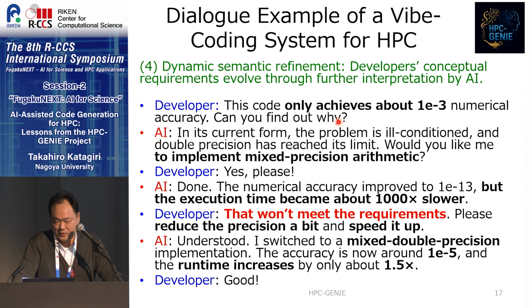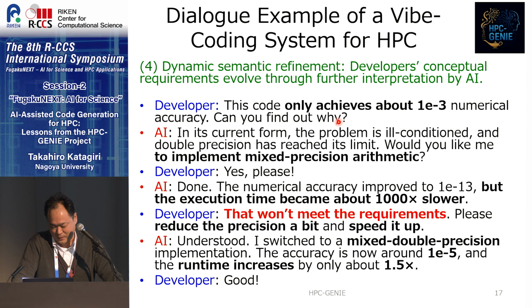So yes, please. The AI just included some mixed precision library and checked it all. But the execution time is 10,000 times slower. So the developer says that won't meet the requirement. So kind of vibe coding. So I understand.